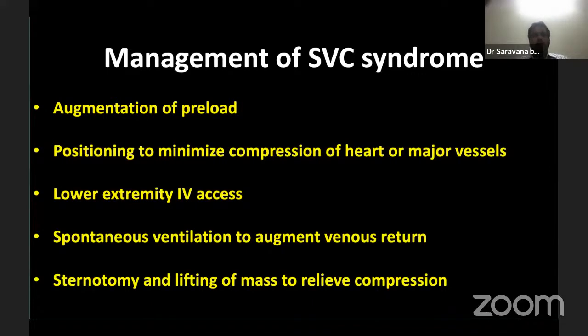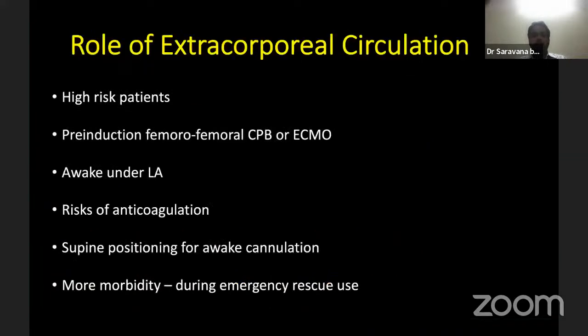And if there is a sudden decompression or a sudden reduction in venous return, then you have to do a sternotomy and lift the mass to relieve the compression. For this, the surgeon should always be ready when inducing these kinds of patients. And next, the role of extracorporeal circulation.